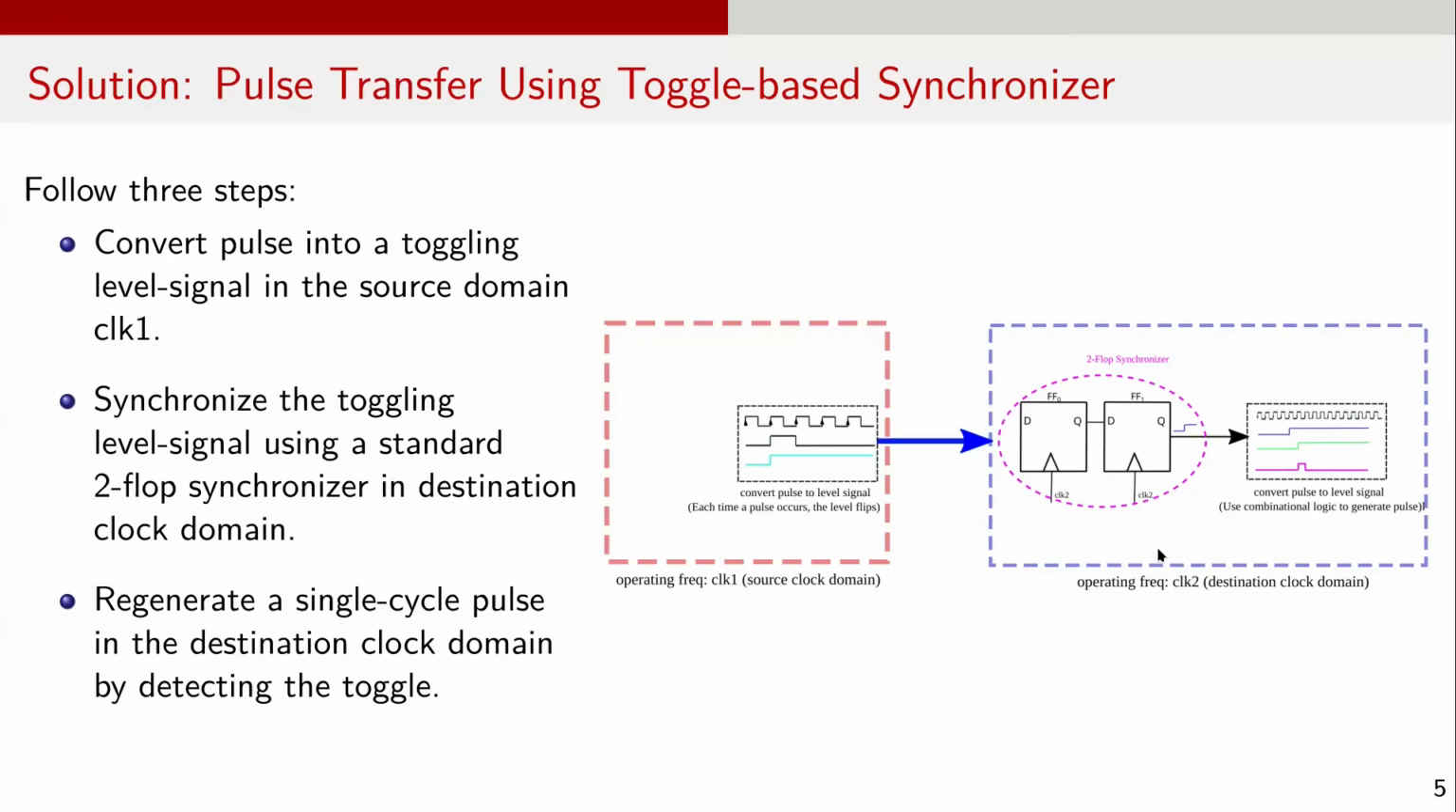Here, we first synchronize this toggling level signal using a standard 2-flop synchronizer, and finally regenerate a single cycle pulse from this synchronized signal. A simple XOR between the synchronized signal and its delayed version produces a clean 1 clock cycle pulse in the CLK2 domain. I have covered this 3-step method in another video in detail. The link is in the description.